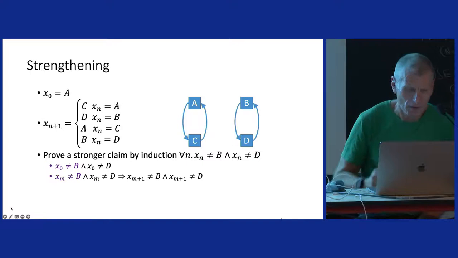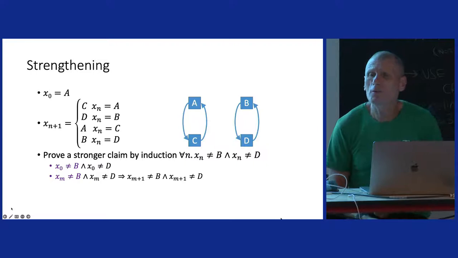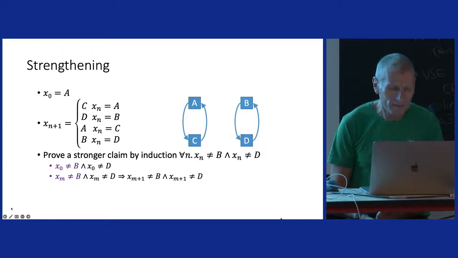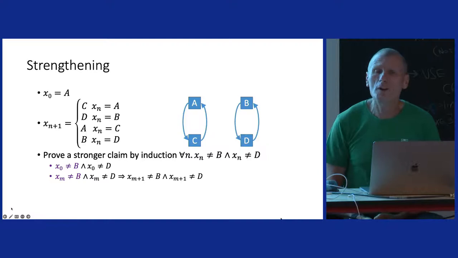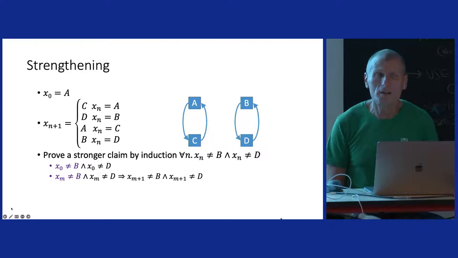And this is the case. And in fact, you can strengthen it. I think Quentin mentioned one way to strengthen it. The way it is strengthened here, it says that the ball cannot be in B and cannot be in D. And this is a property which is inductive. And then the tool will be able to show it. Okay, so that's the idea. The idea is that you want to strengthen it.